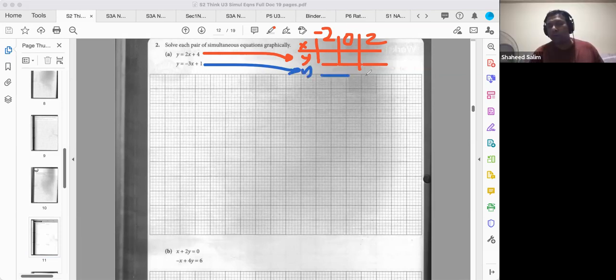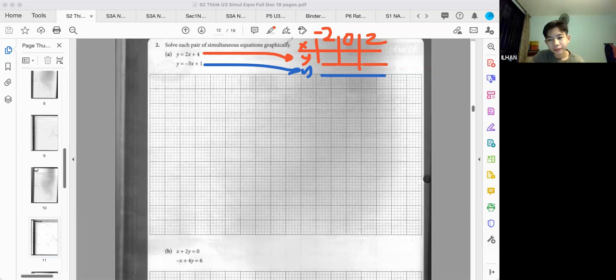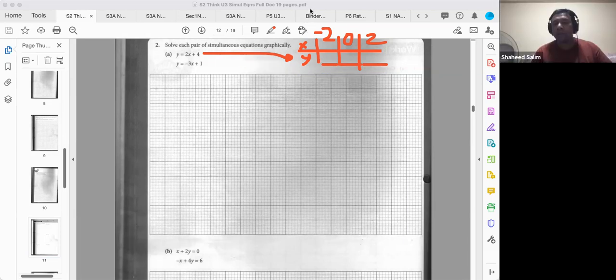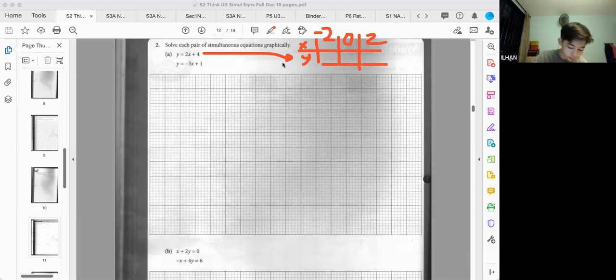Are you confused what I'm doing? Yeah. Okay, never mind. You do this table. You're not confused, right? I'm not confused. Okay. You find out what's the value.